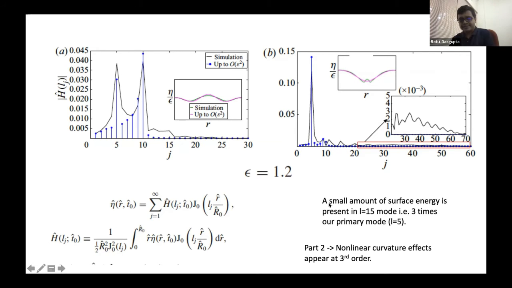Now, in the second part of my talk, I will show you that being able to capture these sharp dimples actually requires estimation of curvature, or rather the nonlinear contribution to curvature, very accurately. And so that requires at least an order epsilon cube calculation. So I'll argue that in the second part of my talk.